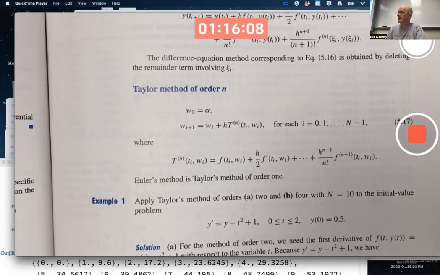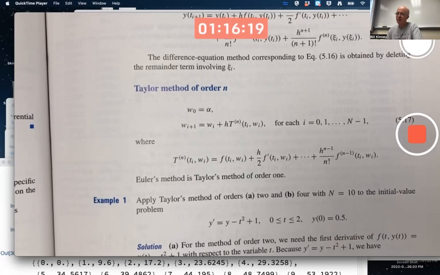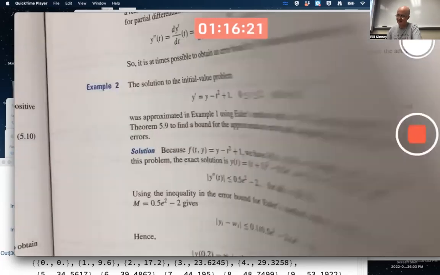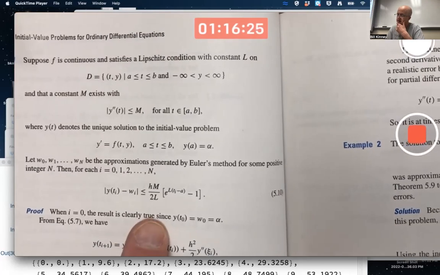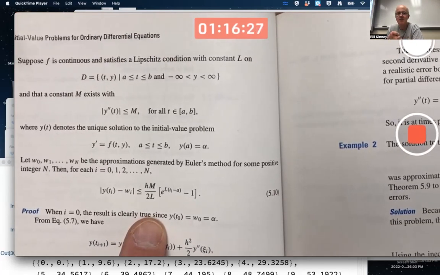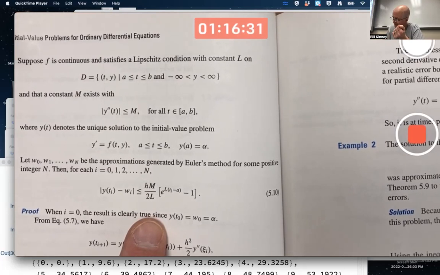Let me encourage you to continue trying to read section 5.2 and 5.3 again. Yes, it's a challenge. I was hoping that we could look a little bit at the theory here, in particular this theorem about Euler's method error. We will for sure look at this next Tuesday. The derivation and proof is not easy, but it is understandable if you work really hard at it. And I encourage you to do so.